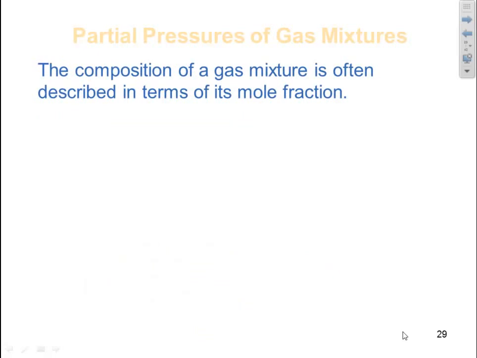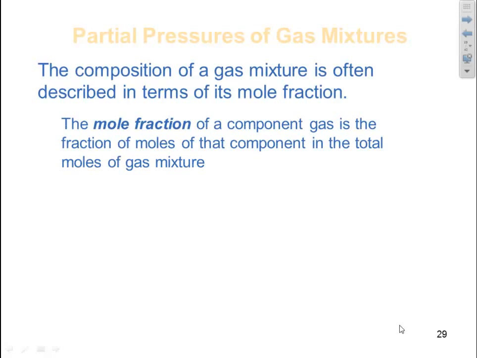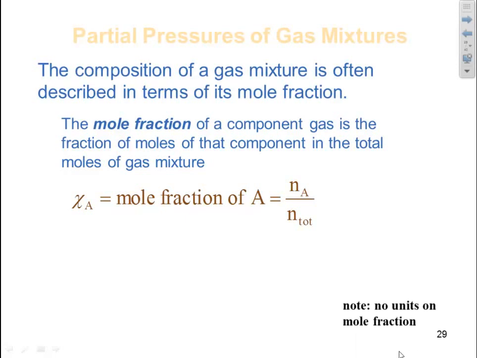The composition of a gas mixture is often described in terms of its mole fraction. The mole fraction of a component gas is the fraction of moles of that component in the total moles of the gas mixture. Chi is the symbol for mole fraction, so the mole fraction of A is equal to the number of moles of A over your total moles. Note there are no units on mole fraction because your moles of A cancel with your total moles.